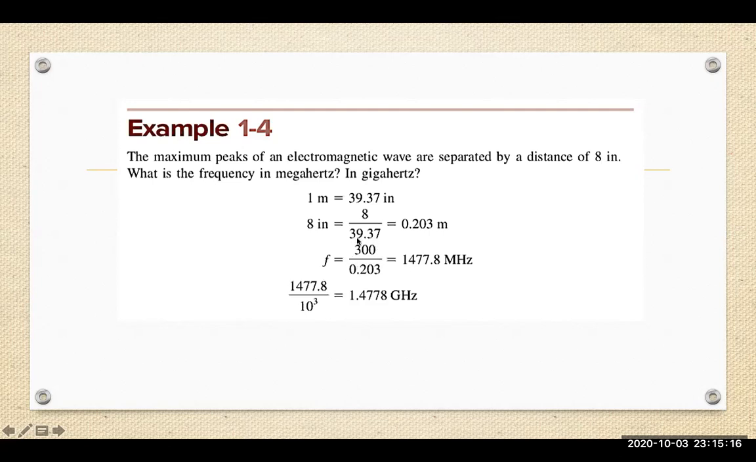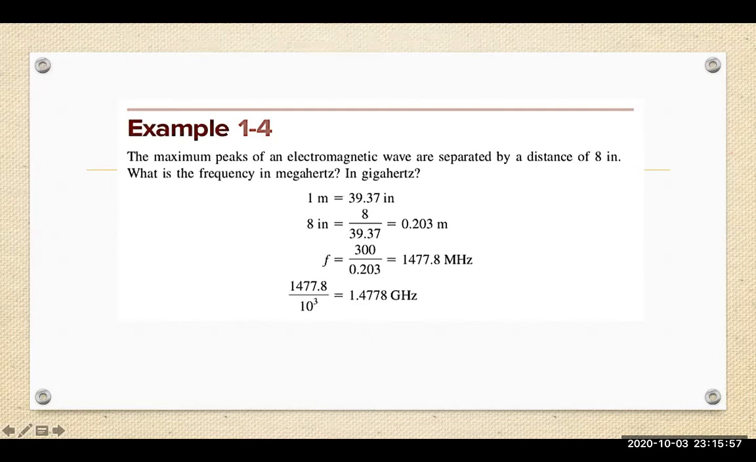Okay, so if you're going to determine now the frequency in terms of megahertz, we will use this value, 300 times 10 raised to 6, or in mega value, divided by the distance, 0.203 in meters. We have 1,477.8 megahertz. Okay, now if we are to express this frequency in terms of gigahertz, we just move the decimal point to the left 3 times. So 1, 2, 3, and we have now 1.4778 gigahertz.